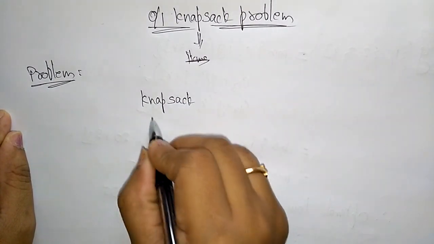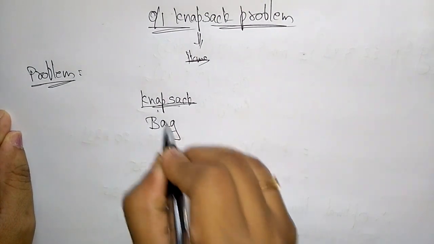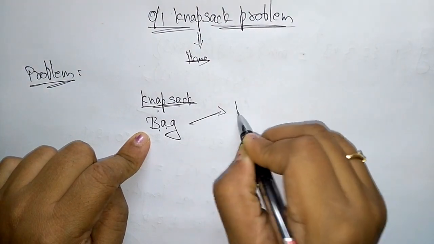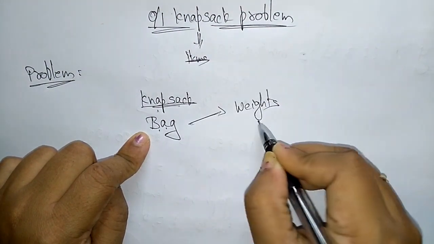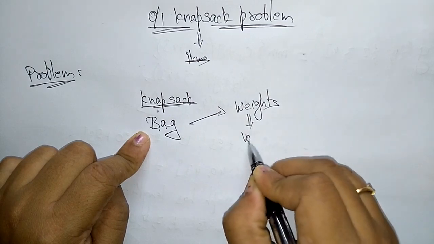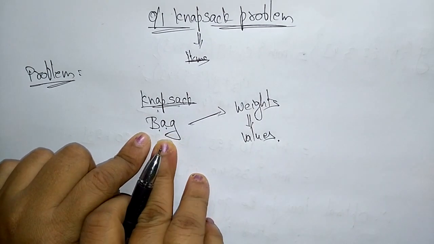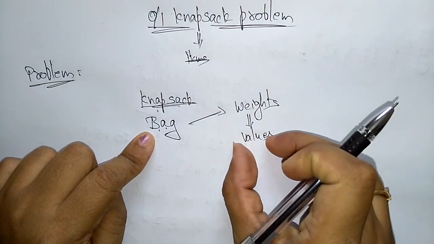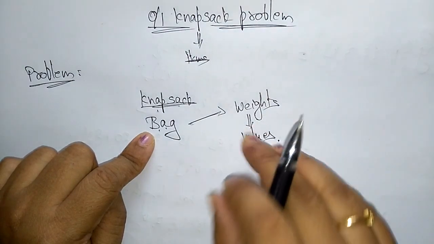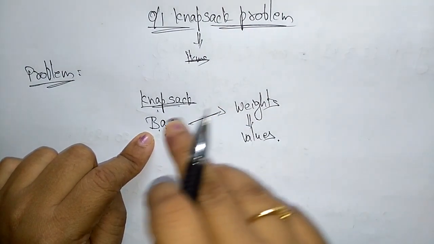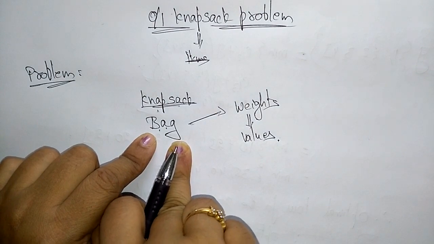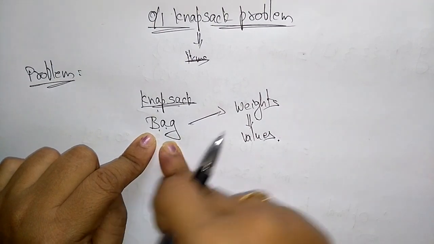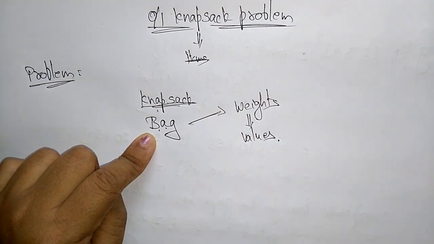A knapsack is nothing but a bag. So this bag contains some weights, and for each weight a value is there. The problem here is which items to place in the knapsack bag such that the weight limit is not exceeded and the total value of the items is as large as possible.